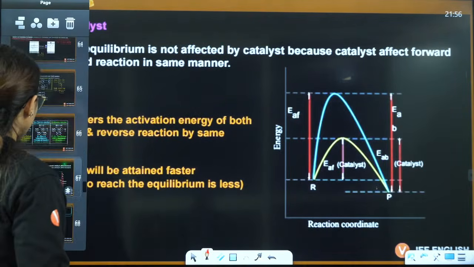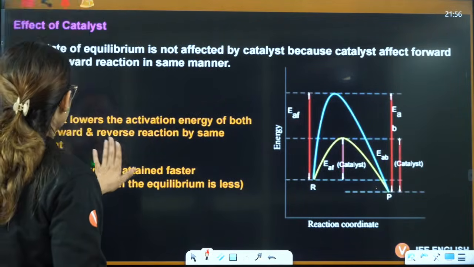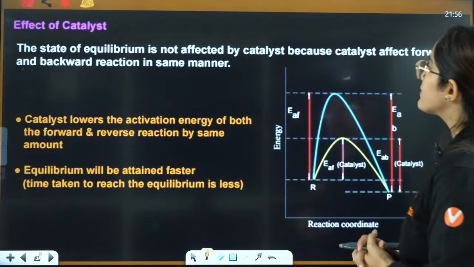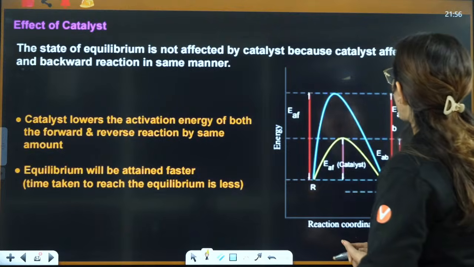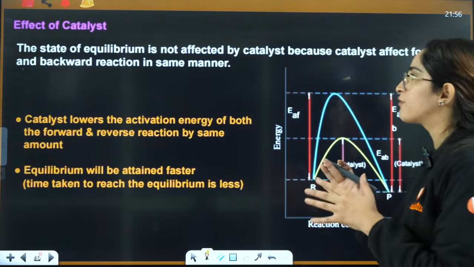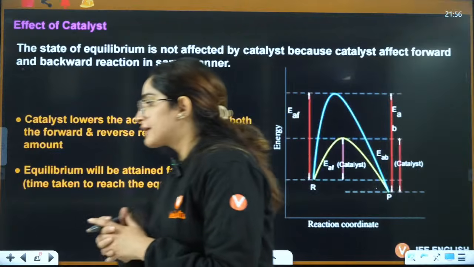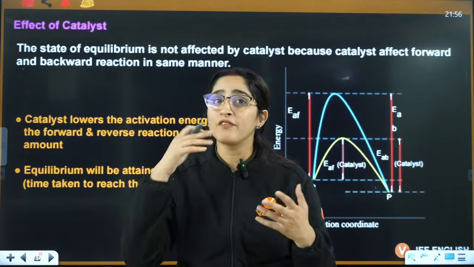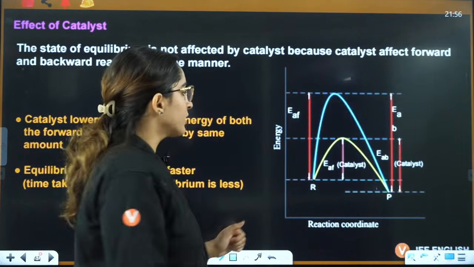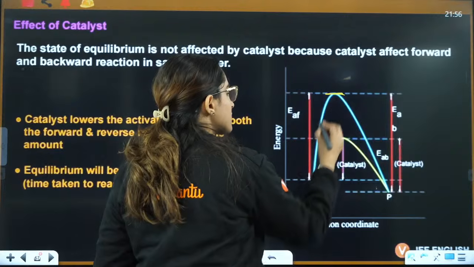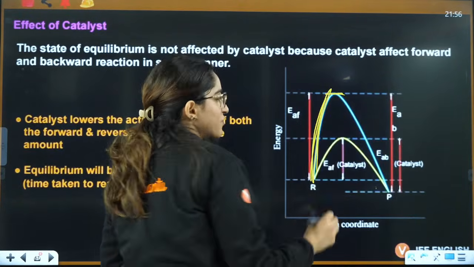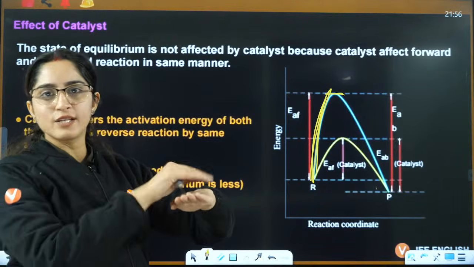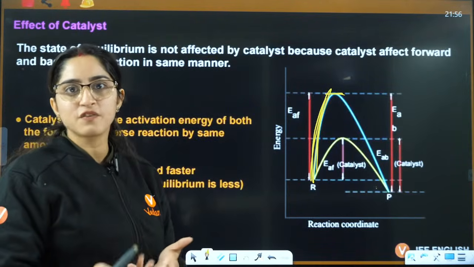Then what is the effect of catalyst here? Let's understand that. Effect of catalyst. The state of equilibrium is not affected by a catalyst because a catalyst affects the forward and backward reaction in the same manner. A catalyst only changes the activation energy. Earlier you had to cross this barrier, now you have to cross only this barrier, so it will be easy, and the reaction will be faster.